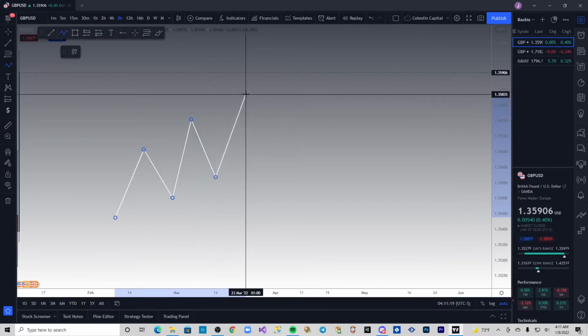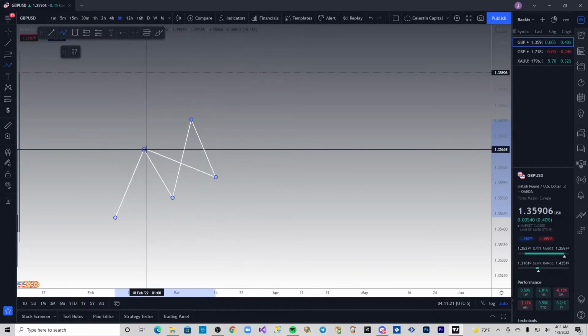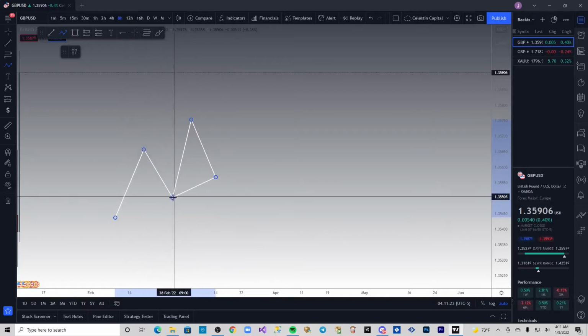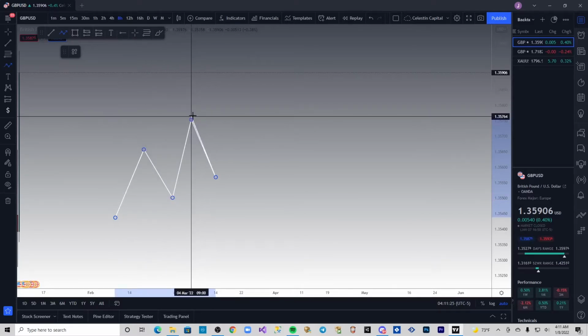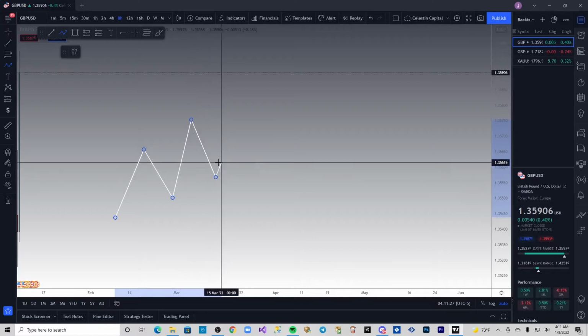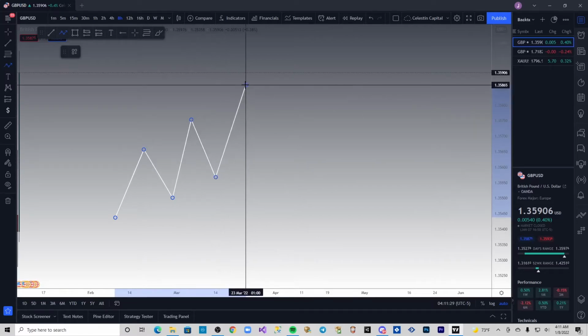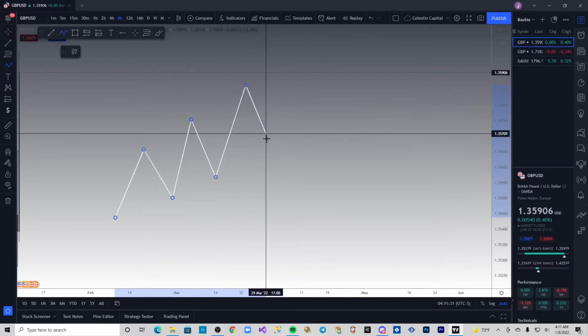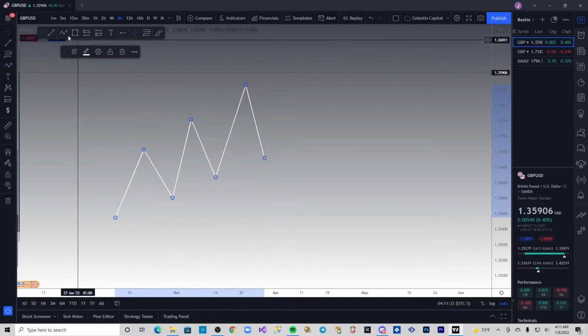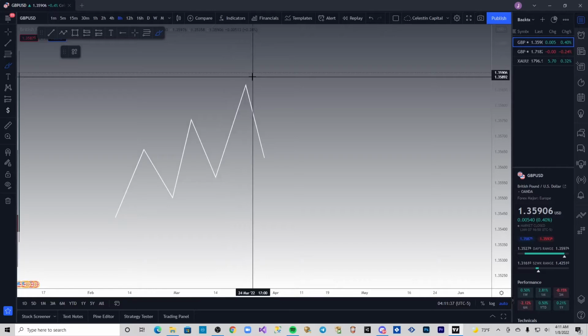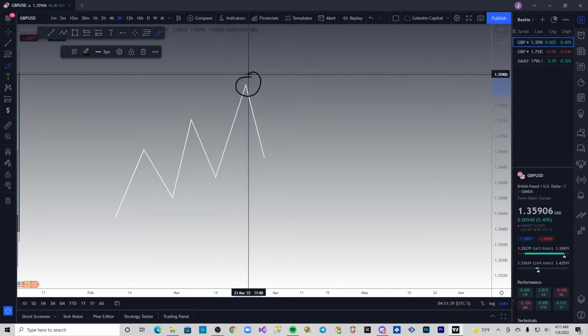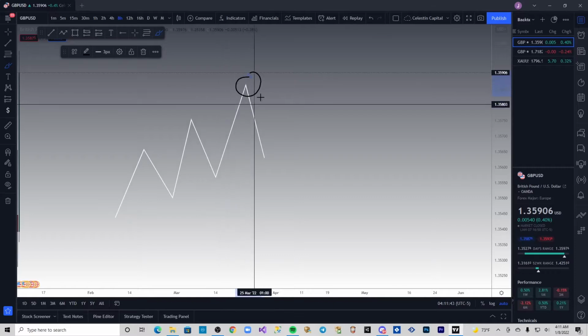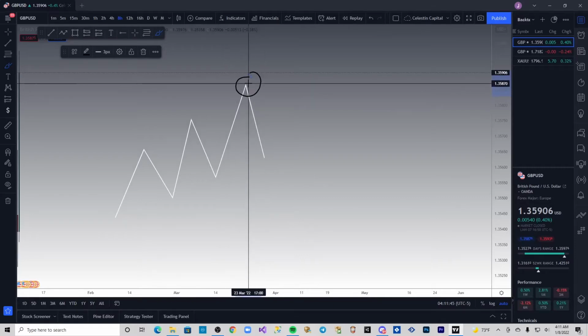Now, when we make a higher high, what can we expect? We can expect a retracement to make a higher low, right? And then we make another higher high, a retracement to make another higher low, right? Make a higher high, what can you expect? A retracement to make another higher low. Now, here's where counter trend trading comes into place. If you see a higher high being made, you can expect a potential retracement.